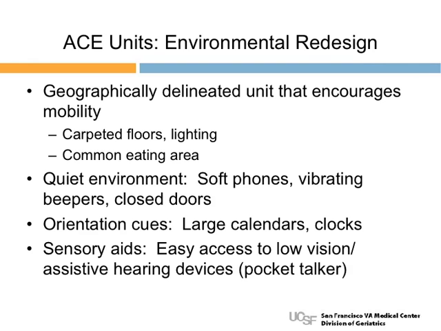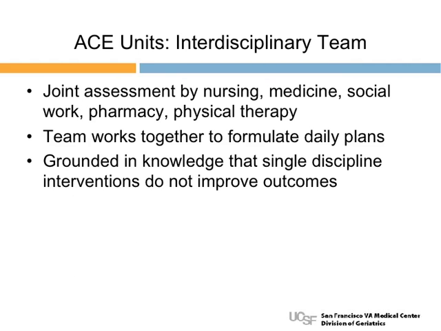Things like a quiet environment, like soft phones, vibrating beepers, closed doors, avoiding vital signs at night, and orientation clues, like large calendars and clocks so patients know what day it is. Things like that help with sensory aids. We mentioned that sensory deprivation is a big cause of delirium, so easy access to low vision aids, assistive hearing devices, and things like pocket talkers.